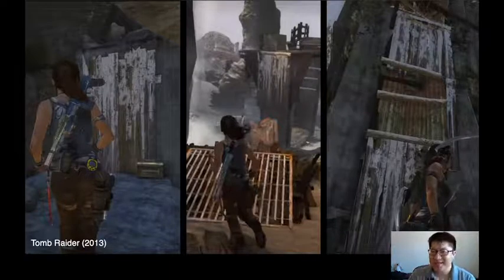It becomes this thing where when you see paint, you know you can climb there. And so it shows up in all sorts of parts of the game. Some places it doesn't even make a lot of sense.